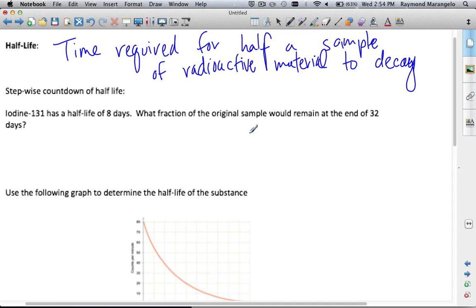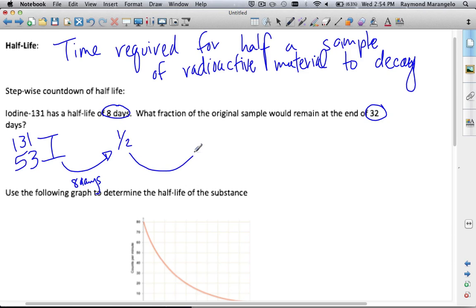So for instance, I'll show you 2 different ways here. If you have iodine 131 looks like this, iodine 131, and the atomic number of iodine is 53. There you go. And if the half-life is 8 days, what fraction of the original sample would remain at the end of 32 days? Well, 8 goes into 32 4 times. That's 4 half-lives.